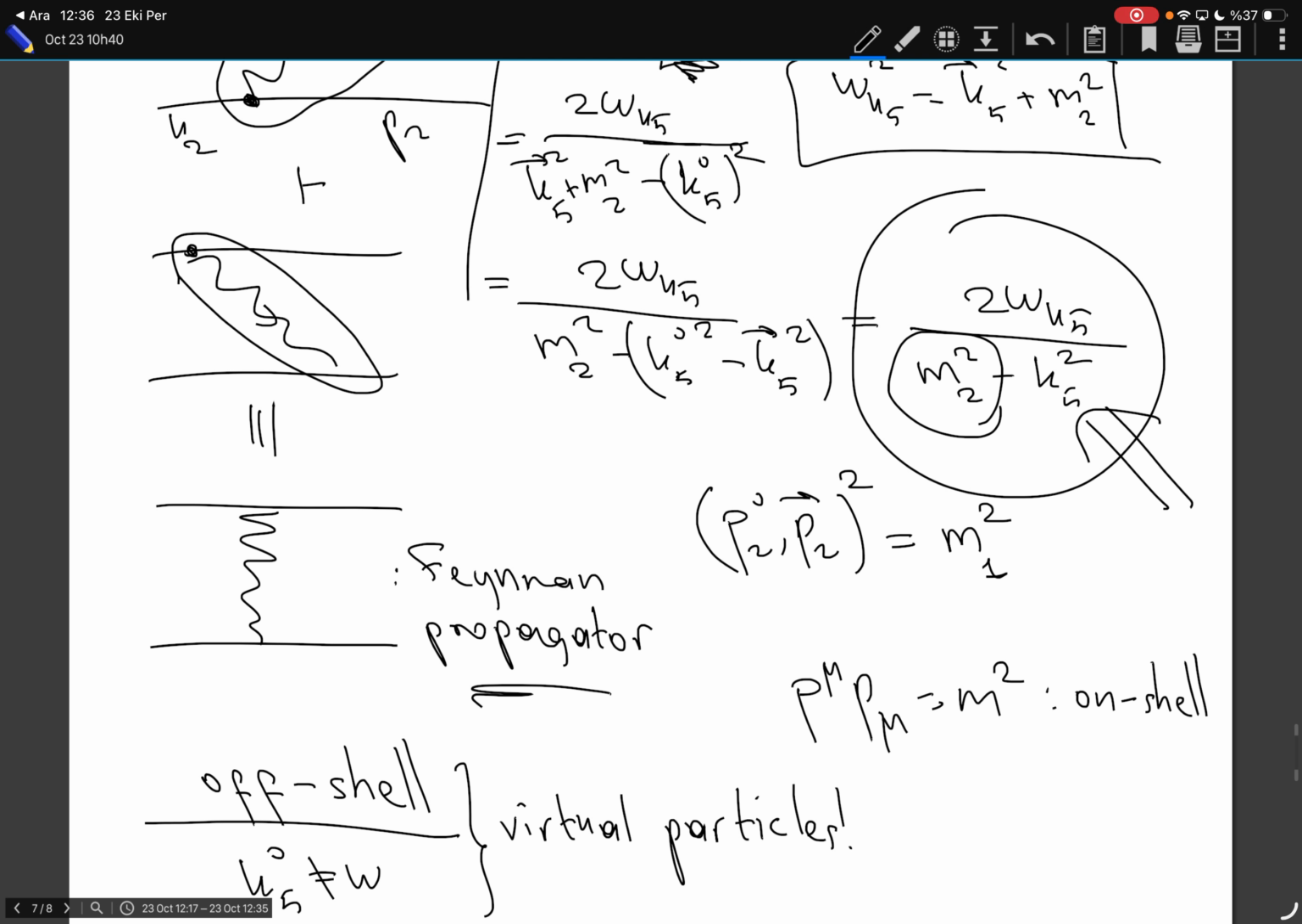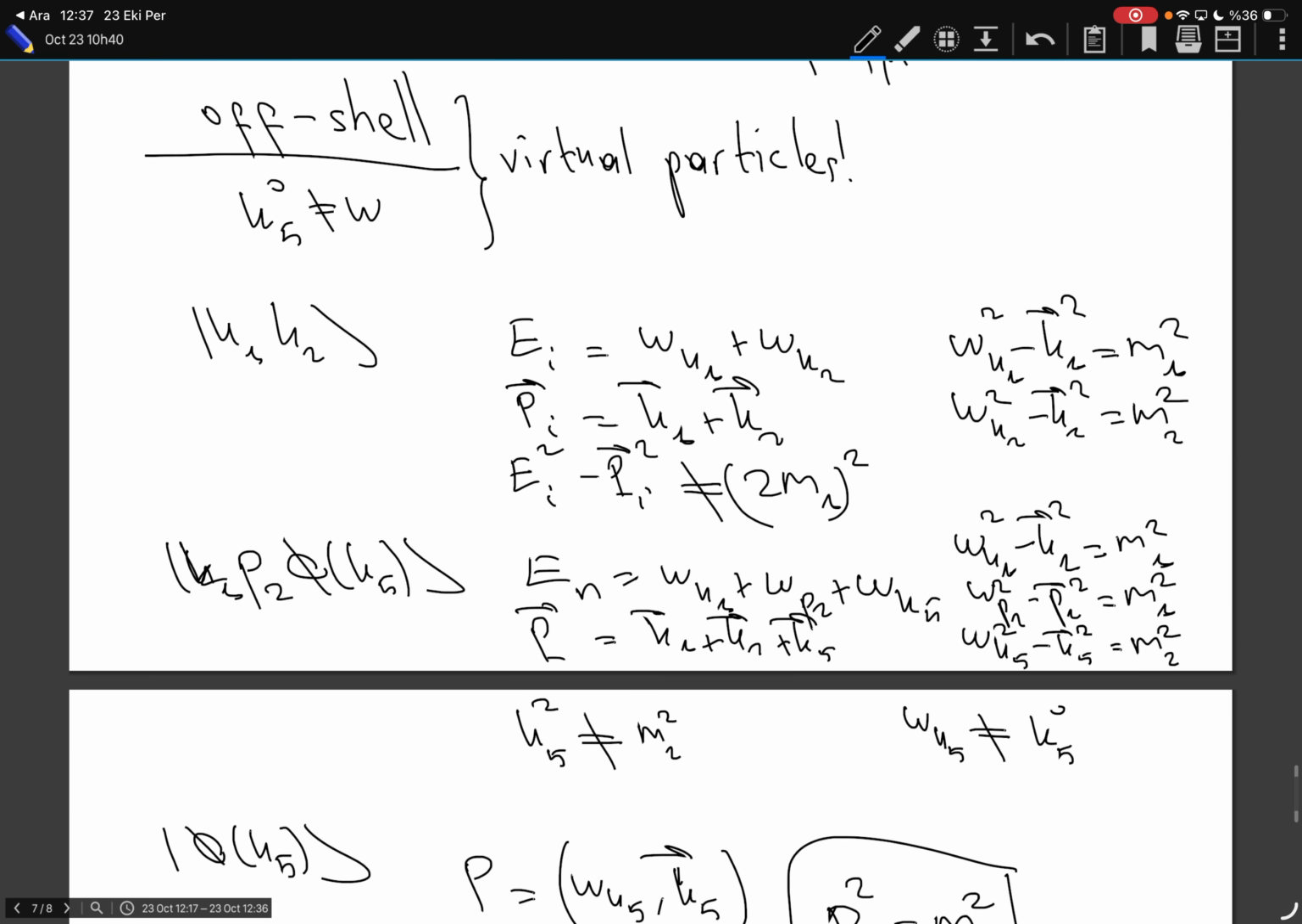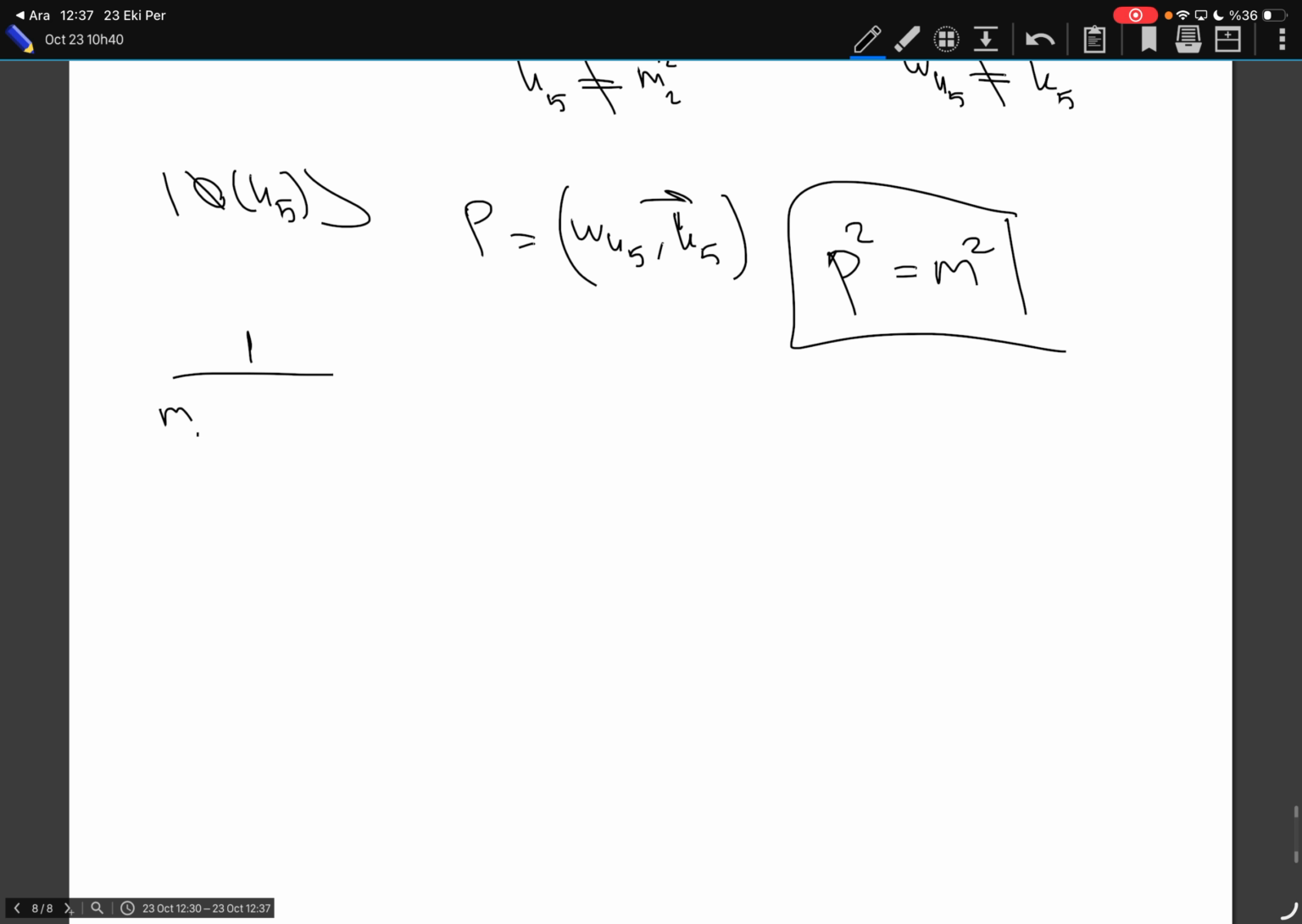No. This factor is Lorentz invariant. The whole factor. Hold on. 1 over... this is Lorentz invariant. K5 that I defined, since it's the difference of two four vectors, is a four vector, and hence its square is Lorentz invariant. Yeah, this is 4K5 squared. M squared is just a mass, it's just a parameter. It is Lorentz invariant. So this is Lorentz invariant.